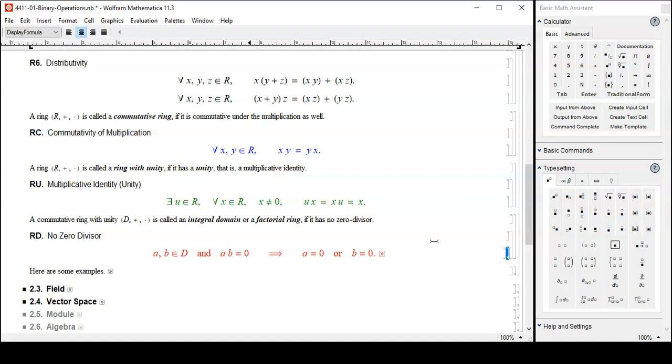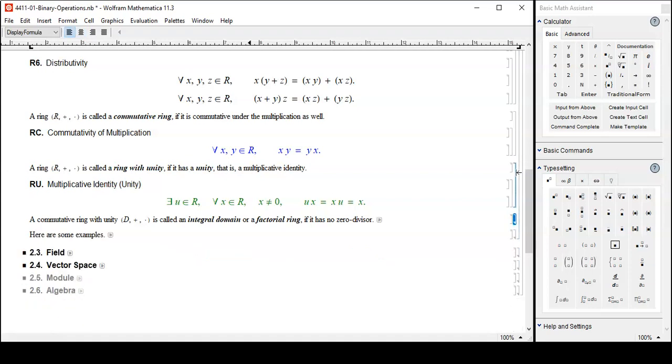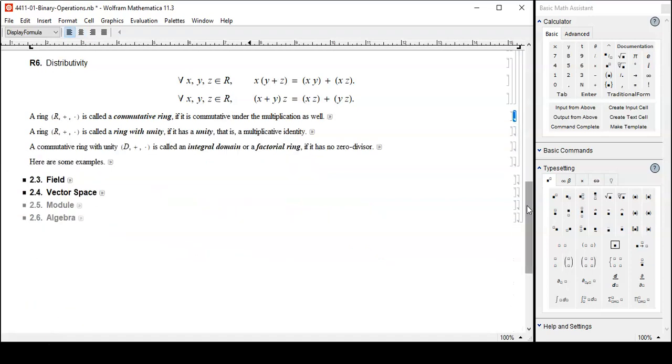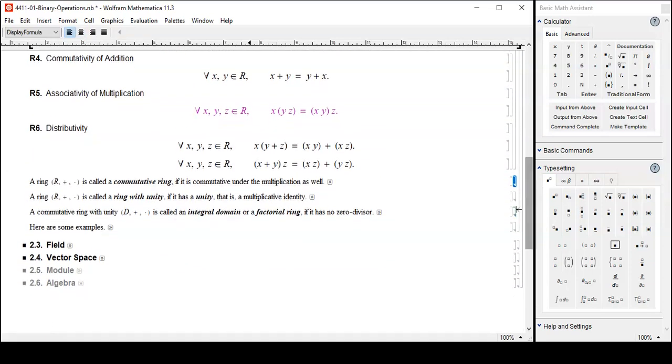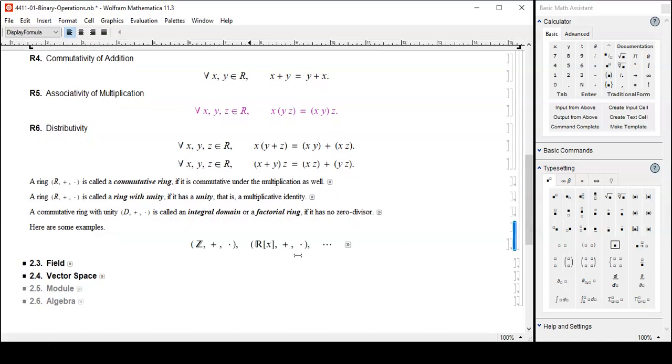And these are the kind of things we will study in the second third of the course when we do ring theory. By the way, here are some examples. The set of integers with addition and multiplication. The set of polynomials with real coefficients under addition and multiplication. They're all commutative rings with unity with no zero divisor, so they're all integral domains.